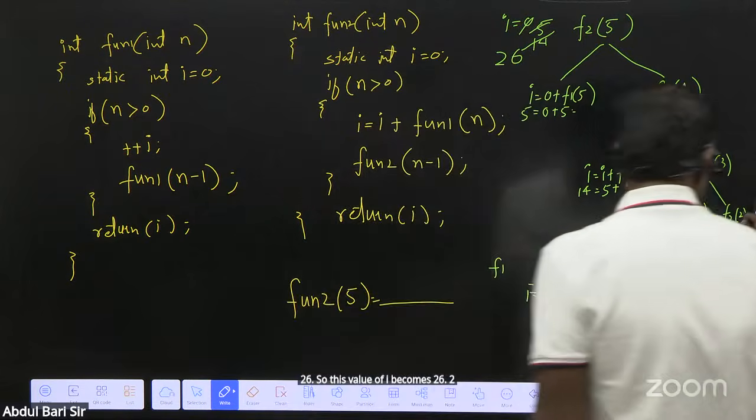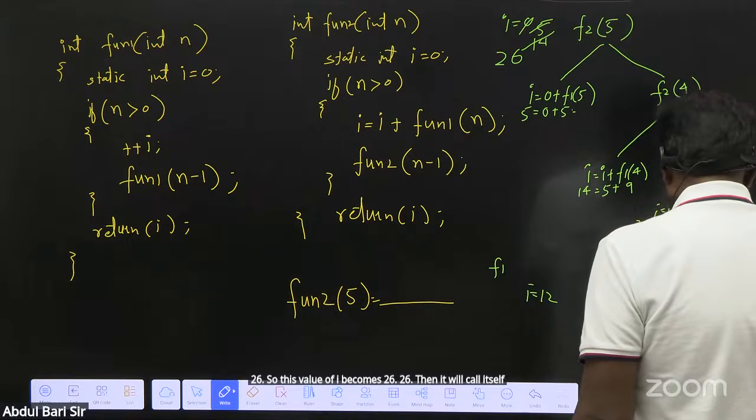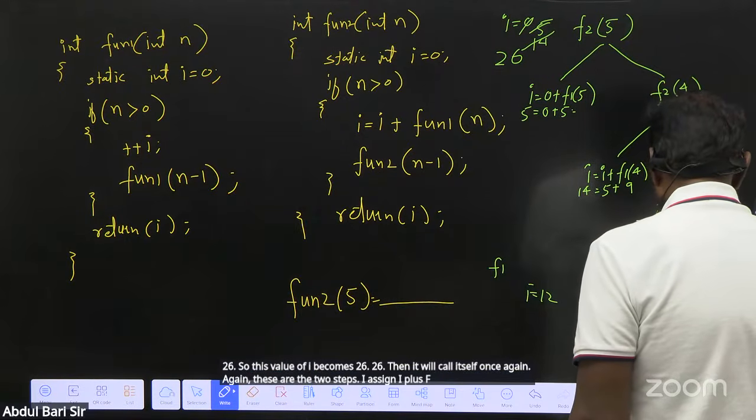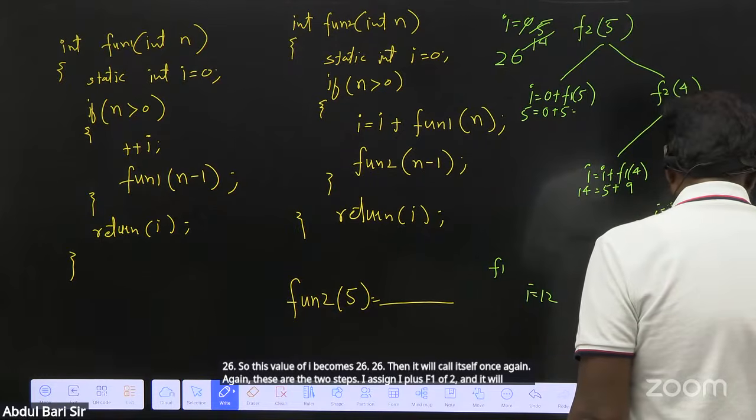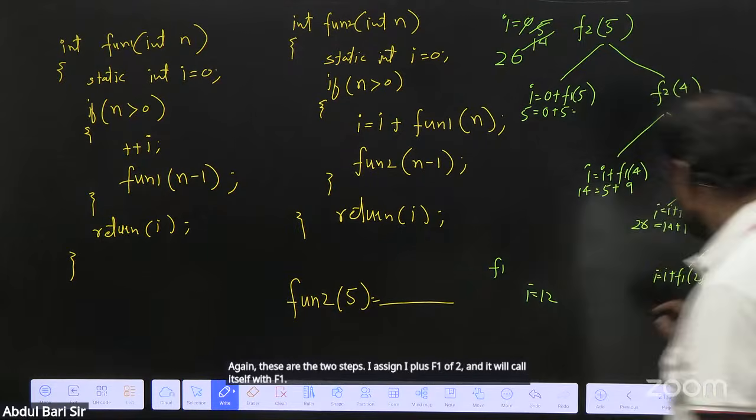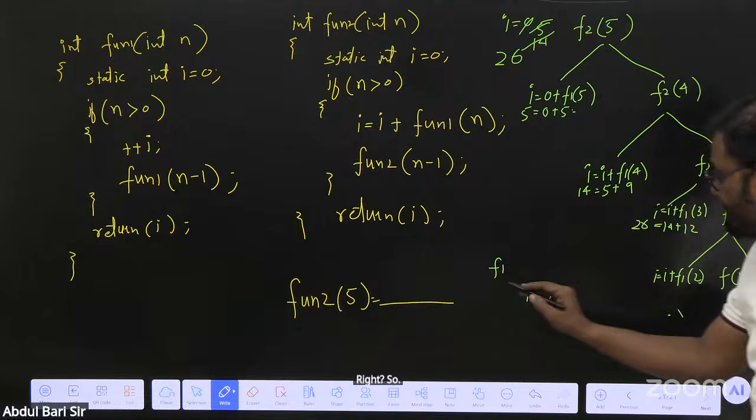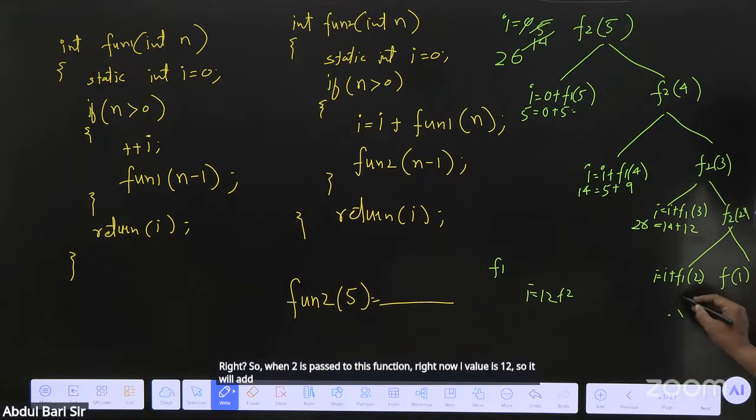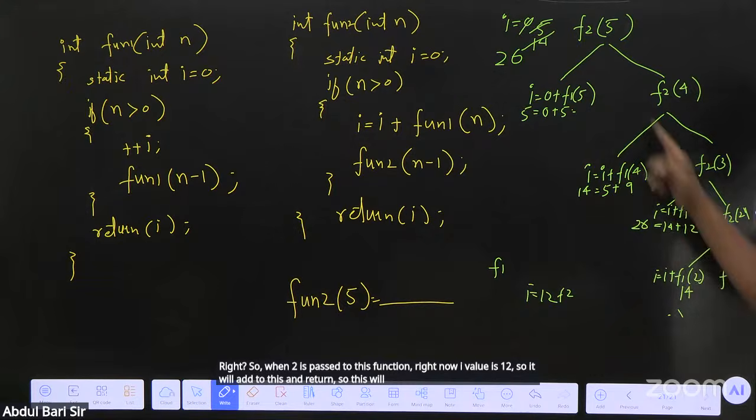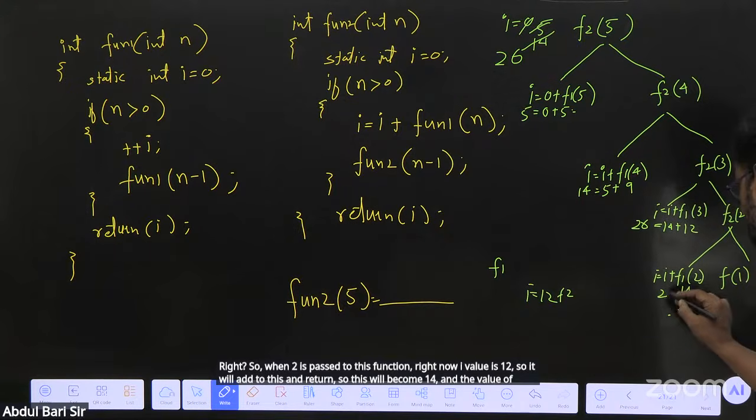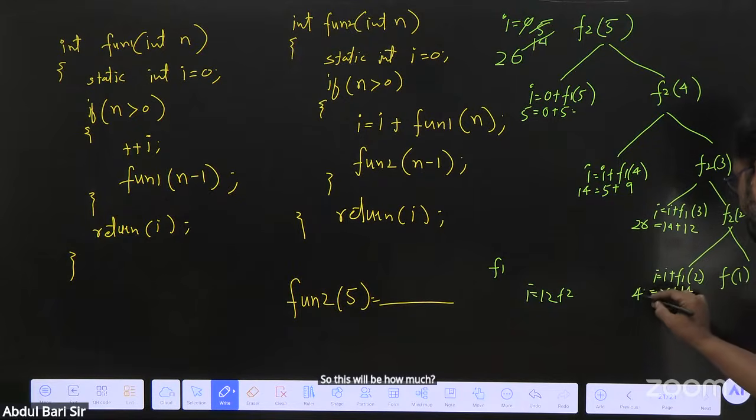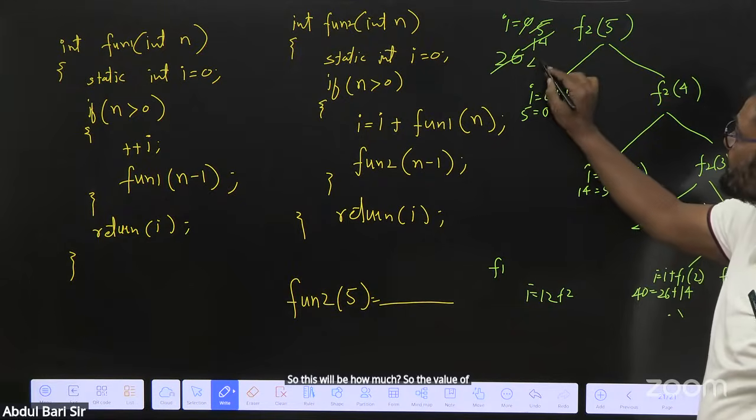26. Then it will call itself once again. Again, these are the two steps. I assign I plus F1 of 2, and it will call itself with F1. Right? So when 2 is passed to this function, right now I value is 12. So it will add to this and return. So this will become 14. And the value of I is how much? 26. So this will be how much? 40. So the value of I becomes 40 this time.